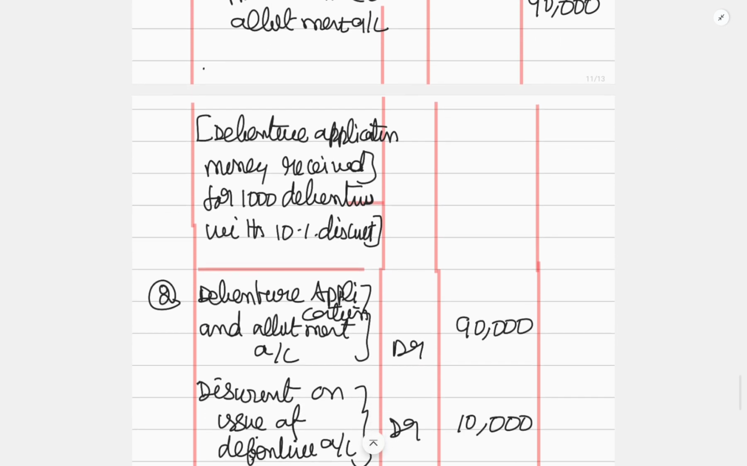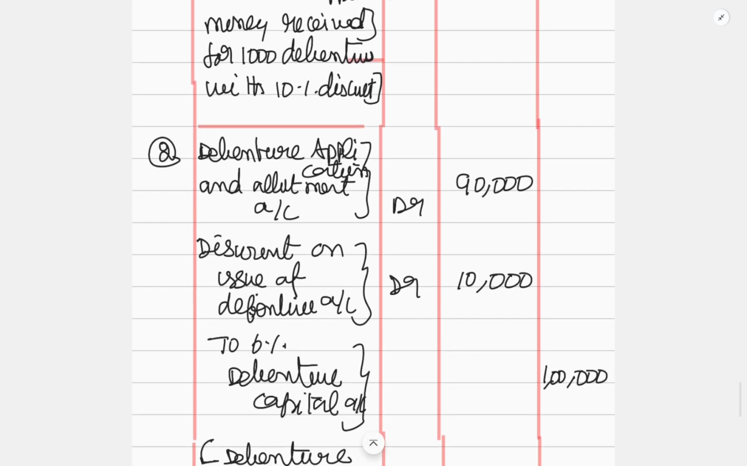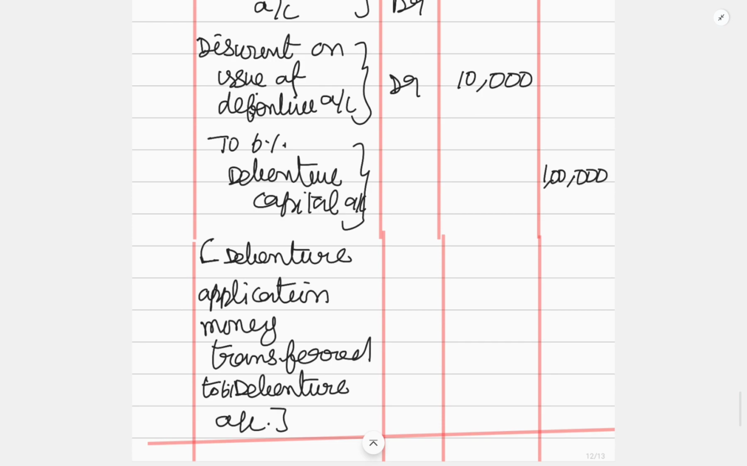Then second entry, transfer entry. Application money should be transferred to the debenture capital. Therefore, debenture application and allotment account debit 90,000. Discount on issue of debenture account debit 10,000 to 6% debenture capital account 1 lakh. Debenture application money transferred to 6% debenture account.